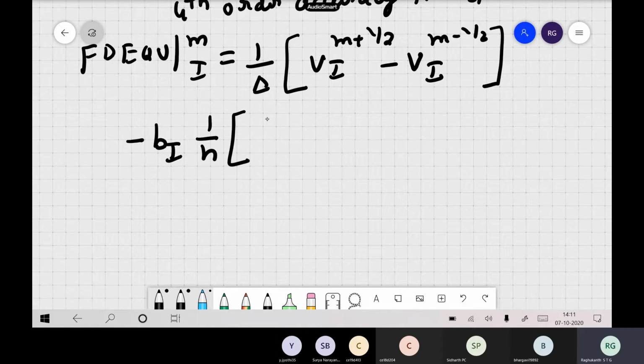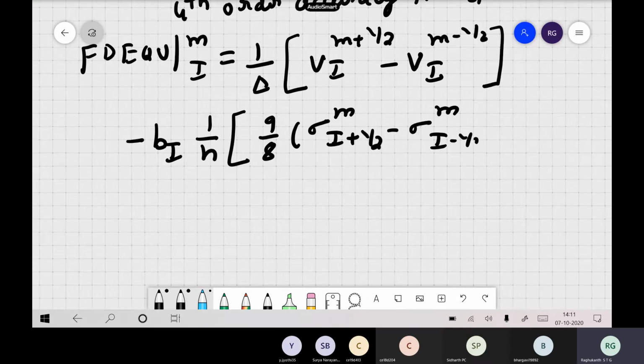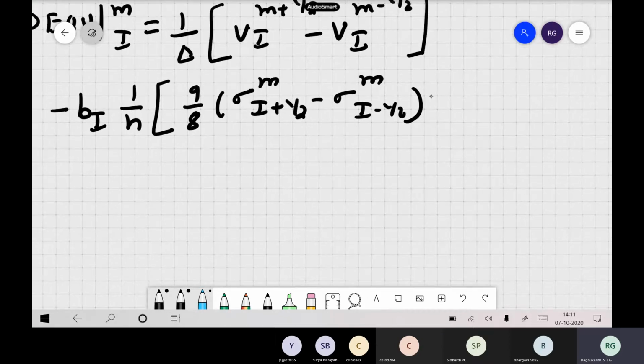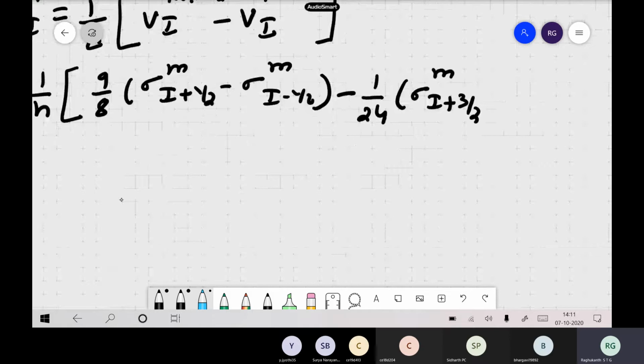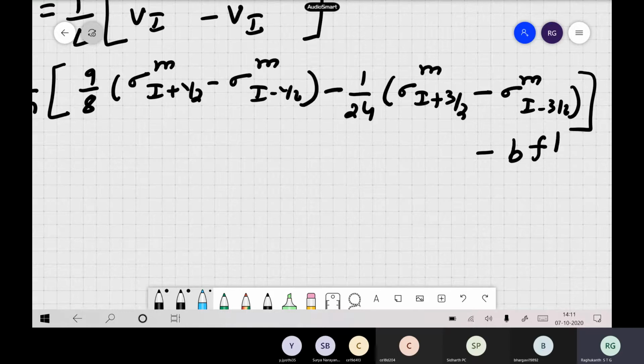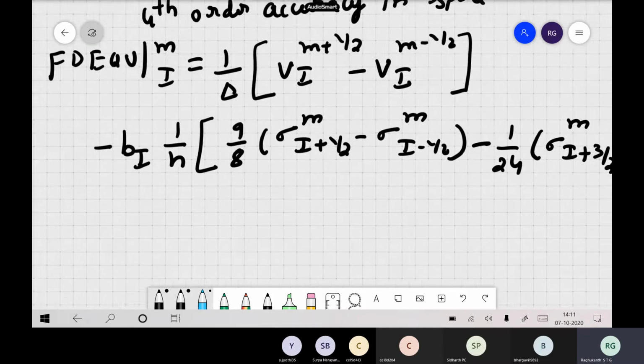Okay, so 1 by h. So the fourth order, so you take 4 terms. You can write this, you followed, right? So sigma_(i+1/2)^n minus sigma_(i-1/2)^n, minus 1 by 24, sigma^m at i plus 3 by 2 minus sigma^m at i minus 3 by 2. And of course you have this body force, that is the buoyancy, which is nothing but 1 by rho itself. So this is a finite difference scheme.